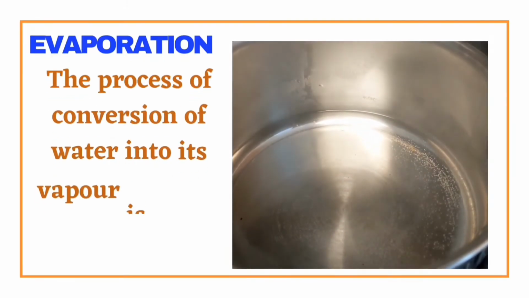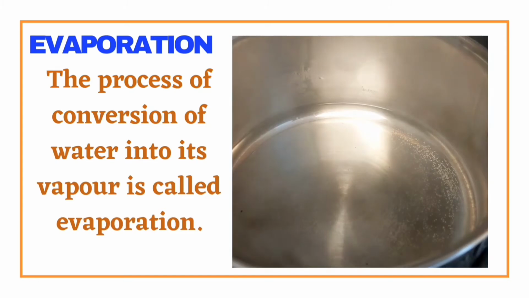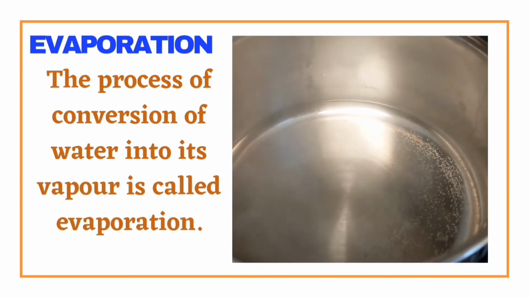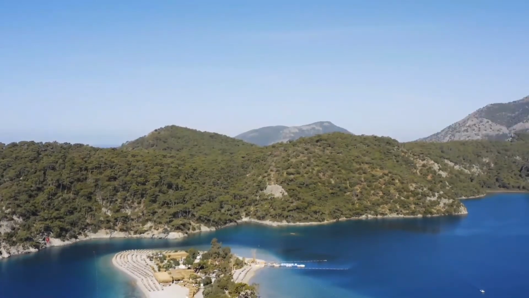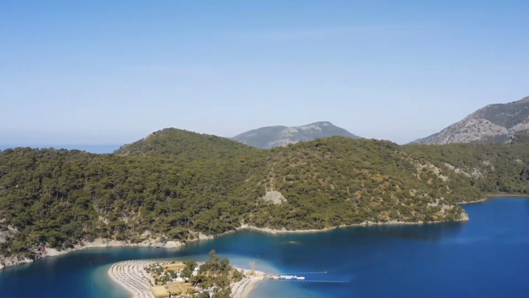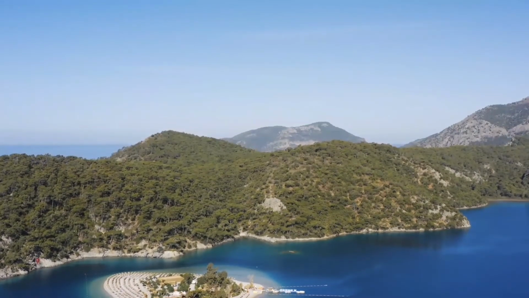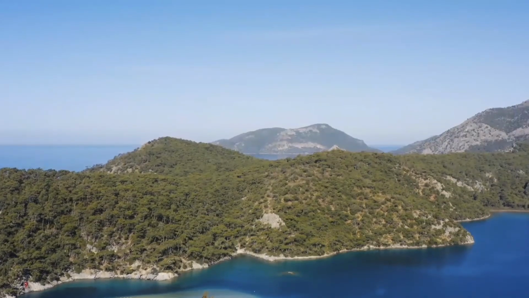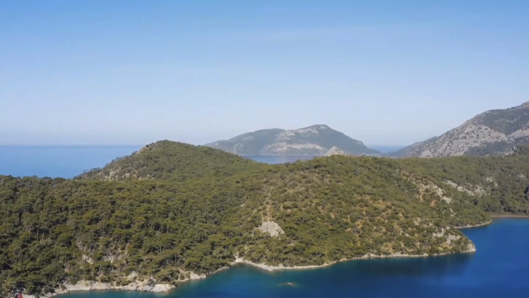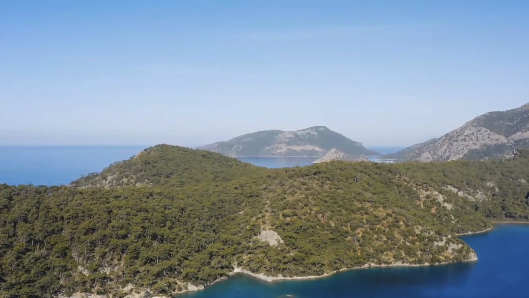The process of conversion of water into water vapor is called evaporation. The process of evaporation takes place continuously wherever water is present. As we know, seawater is saline. It contains many salts. One of these salts is the common salt that we use. Salt is obtained from seawater by the process of evaporation.